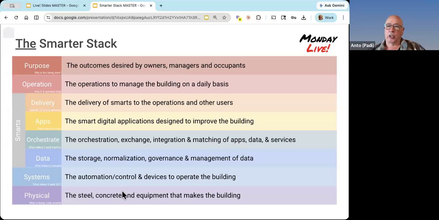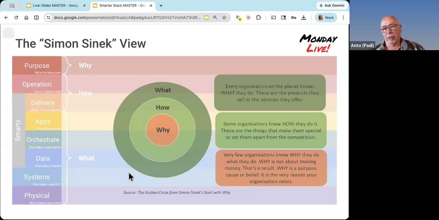And this is just the descriptions, basically the same as what I've been saying. Right. And the whole idea is that everything we think about with regards to smarter buildings really involves these layers in some combination. And one of the filters that somebody came up with as we were doing this gives a very interesting Simon Sinek view, which is start with why.